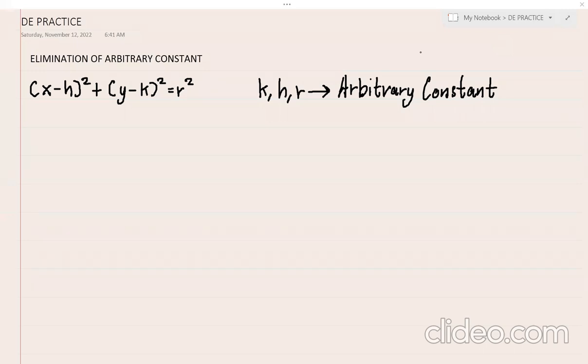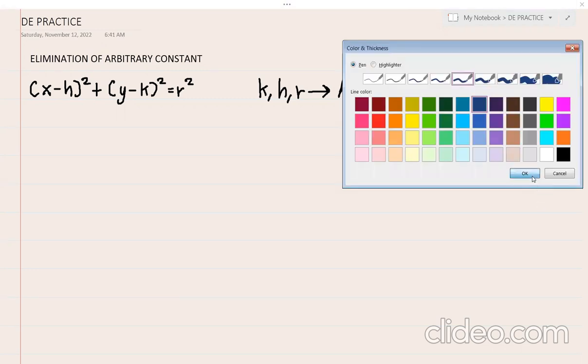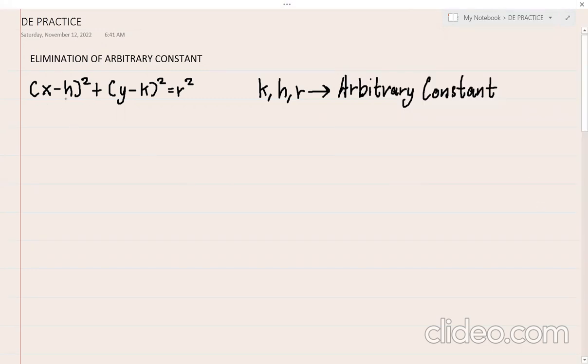Now, how about this one? We have the square of x minus h plus the square of y minus k is equal to r squared, where k, h, and r are all arbitrary constants. So, what are we going to do? The same thing. Let's apply the steps. Okay? So, as you can see, we have 1, 2, and 3 arbitrary constants. So, that means we will get the derivative of this equation three times.